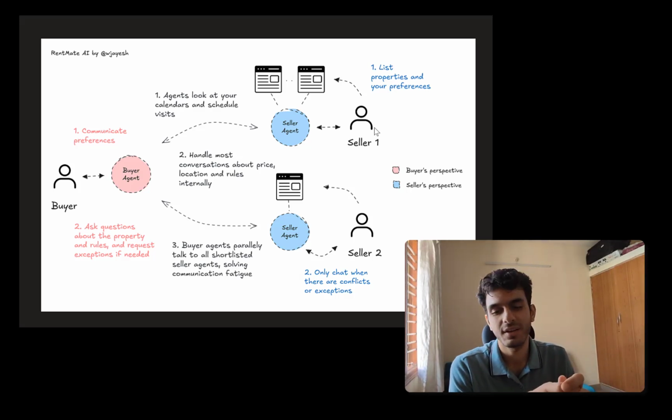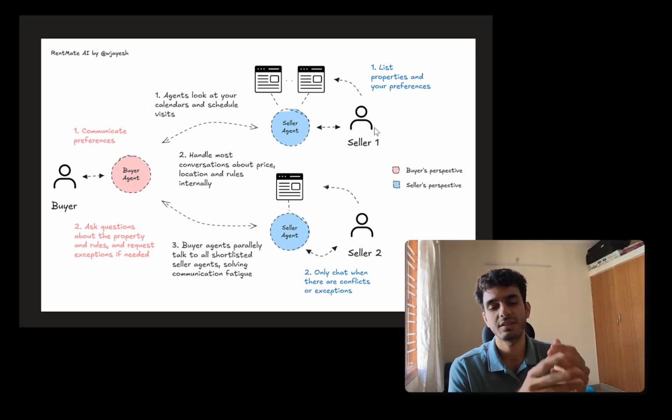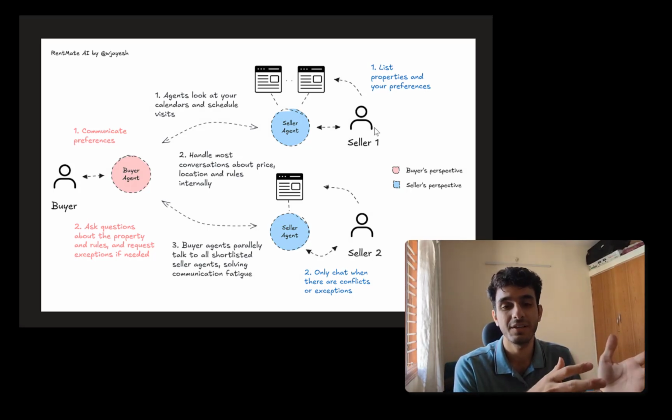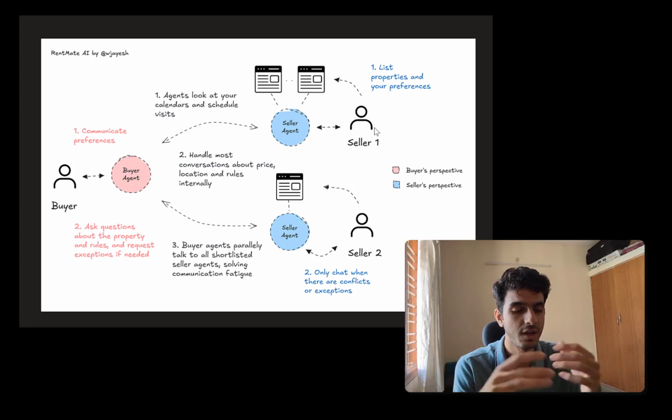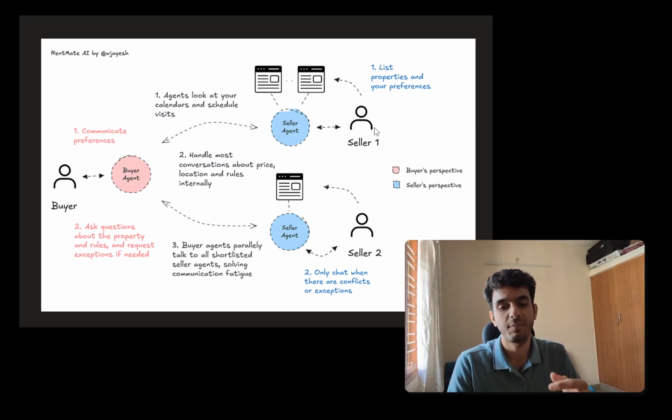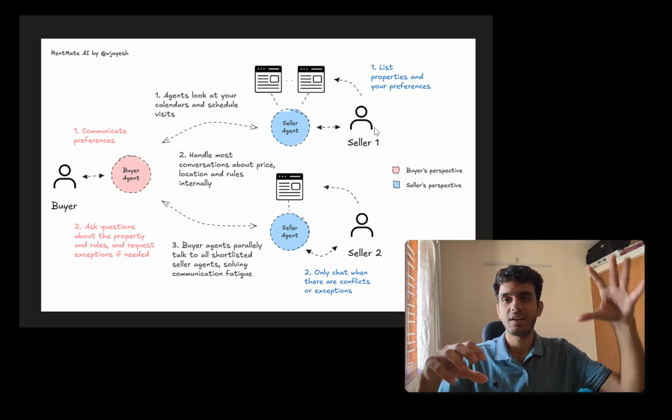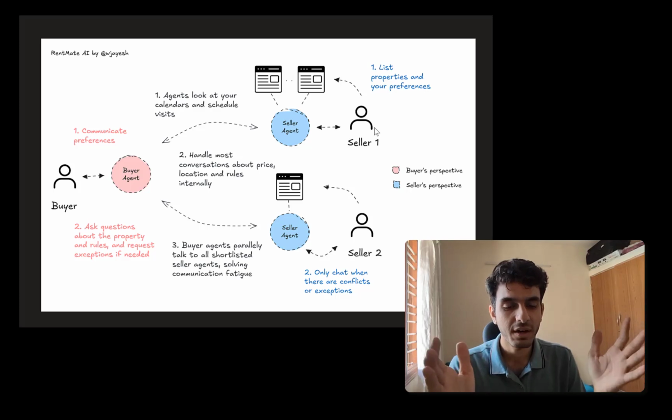So you say, okay, maybe show me shortlisted properties, and then it scans all the available properties based on your preferences, and it gives you a shortlist. And it doesn't end there. Obviously, what happens next is that you can say, okay, let me schedule visits for all of them. And then the buyer agent talks to all of these seller agents in parallel, and it tries to figure out what dates work out.